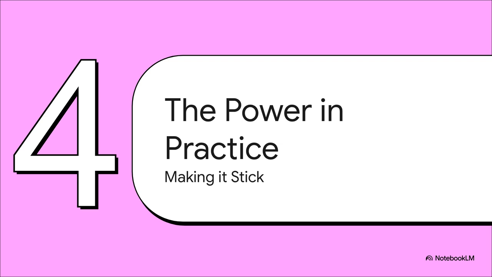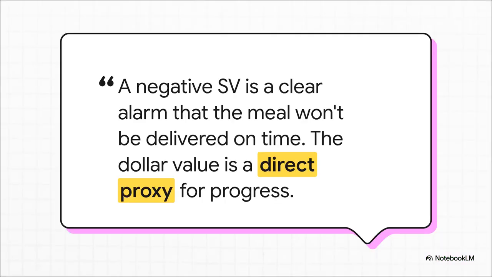To really let this sink in and understand why measuring your schedule in dollars is such a game changer, let's try a quick analogy. So even though the chef is measuring in ingredient cost, which is basically dollars, it's a flashing red light that the meal is not going to get to the table on time. The dollar value here isn't about money spent. It's a direct stand-in, a proxy for actual progress.